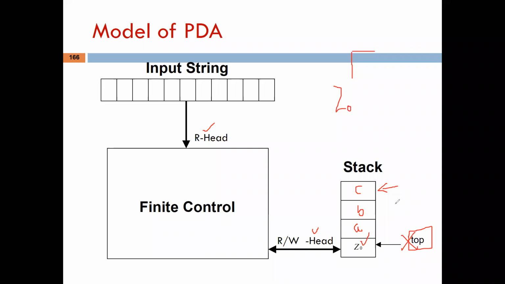So what is the job of Z naught? Z naught is used to show that the stack is empty. If your top pointer is pointing to Z naught, it shows that there is no element in the stack, right? So Z naught can be considered the initial stack symbol. Note down, Z naught is the initial stack symbol.